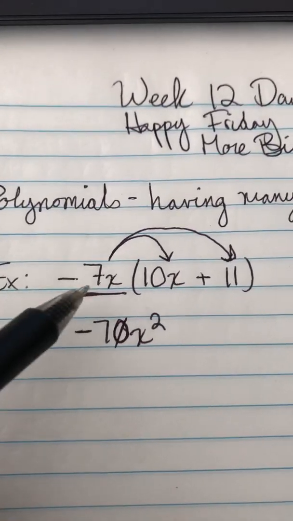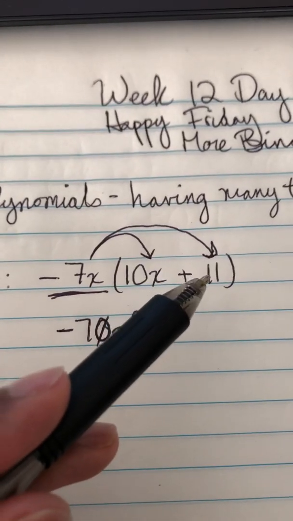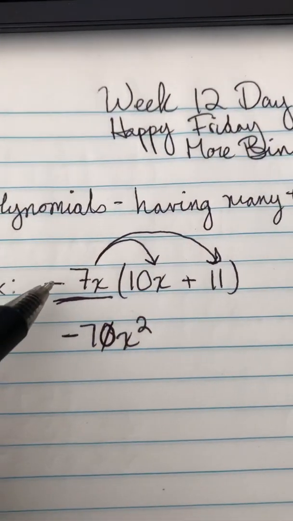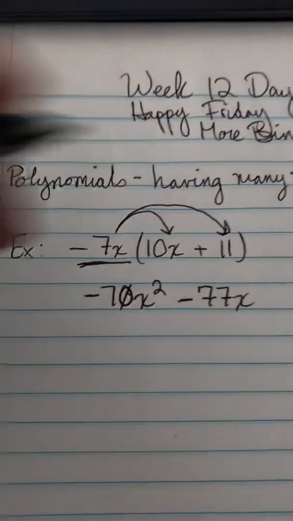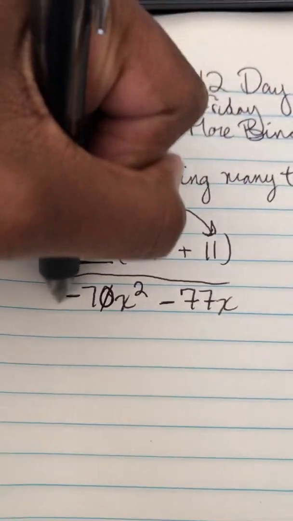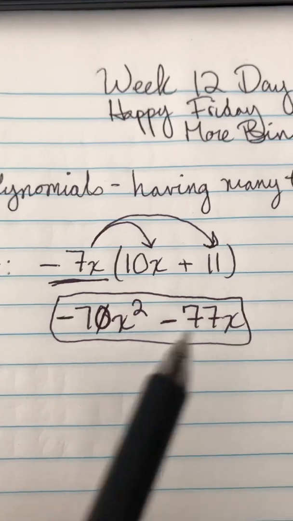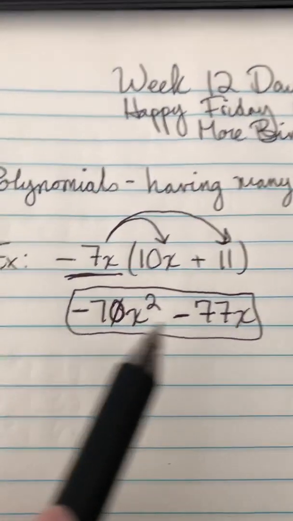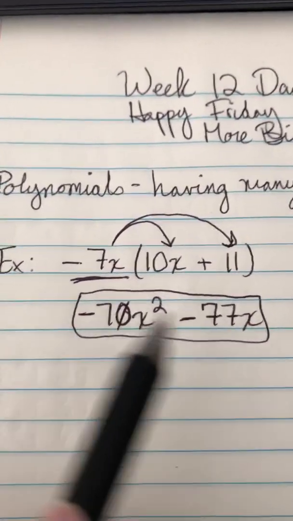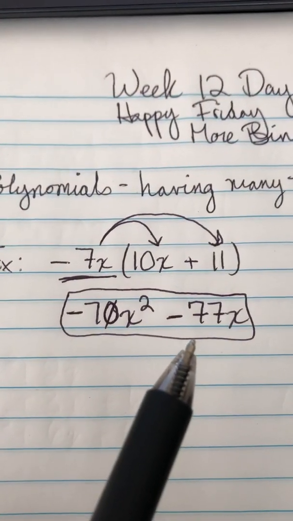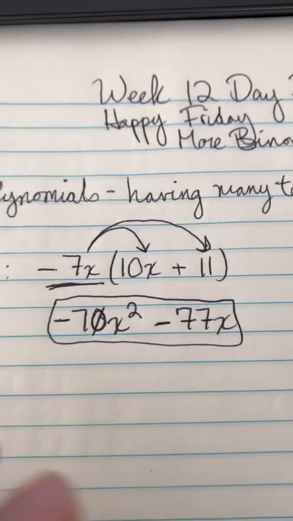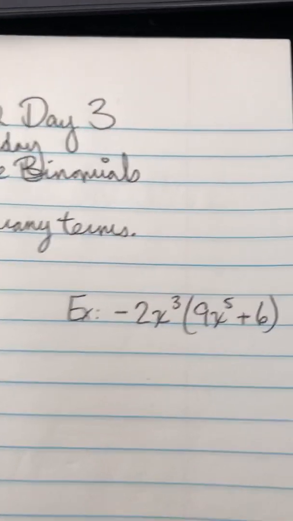And then we have negative 7x times 11. So remember, when you multiply a negative times a positive, it becomes a negative. And so now we're just going to be left with negative 77x. And this is our final answer. You can't do anything with the x's because they are unlike terms. You have an x and an x squared. They're not the same. Okay? We all good on that? Perfect.